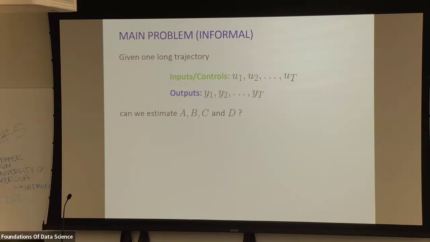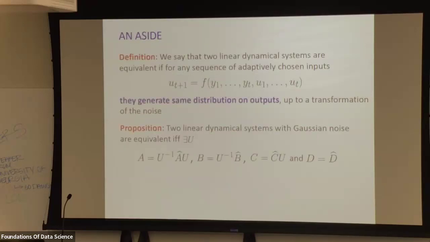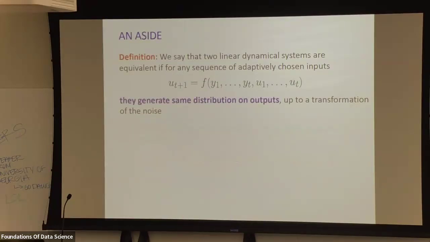The important thing is that what I observe is the sequence of the inputs and the outputs. And I'd like to infer these A, B, C, and D. One of the questions that I need to answer in order to make this precise is in what distance, in what norm, do I want my estimates to be close to the ground truth? This turns out to be a subtle issue. I'm going to take the strongest possible definition, which is I'm going to say that two linear dynamical systems, one given by parameters A, B, C, and D, and the other given by A hat, B hat, C hat, and D hat, are the same if they always produce the same behavior.